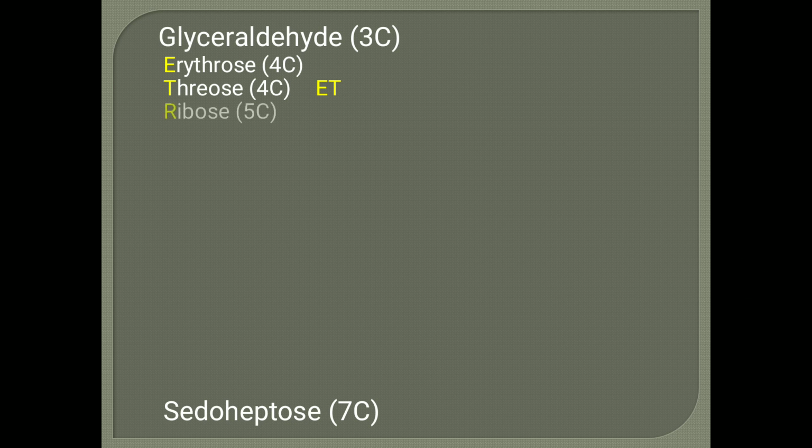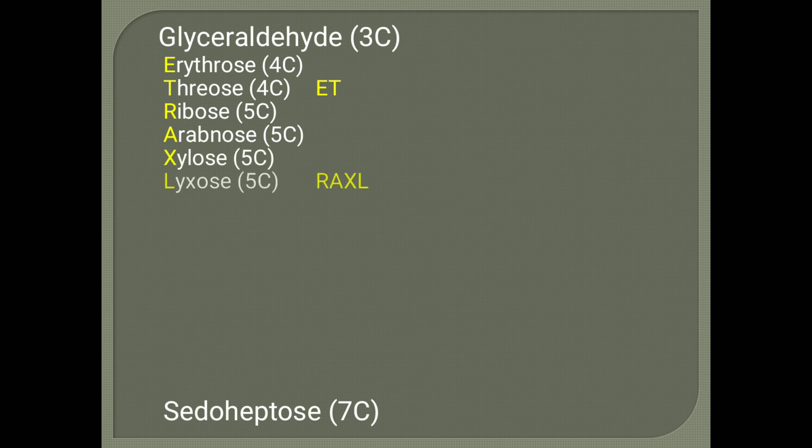Now the next one, Raxel. Ribose represents the R in Raxel, arabinose represents the A, xylose represents the X, and lyxose represents the L. So Raxel is nothing but ribose, arabinose, xylose, lyxose. Now there comes the "al". "Al" is nothing but allose. The next term is altr, so it is nothing but altrose. All altrose, easy to remember.